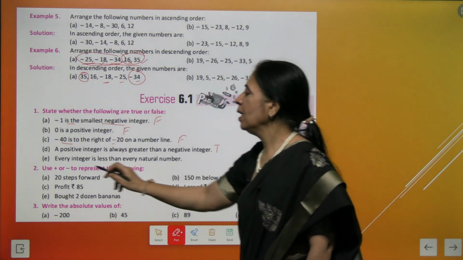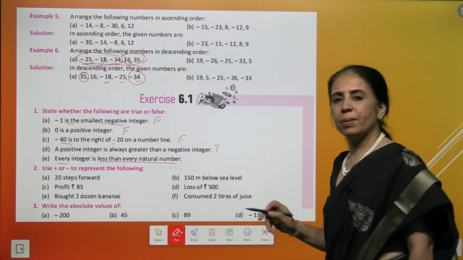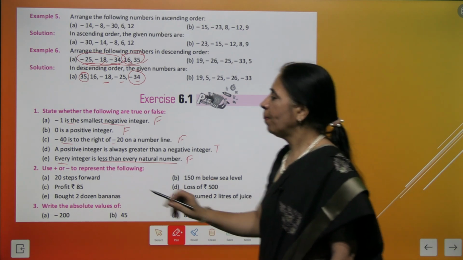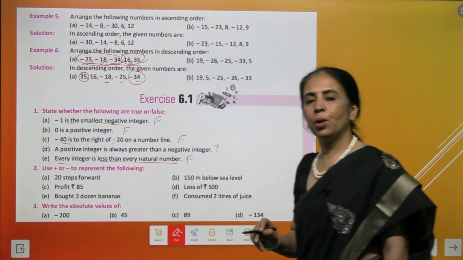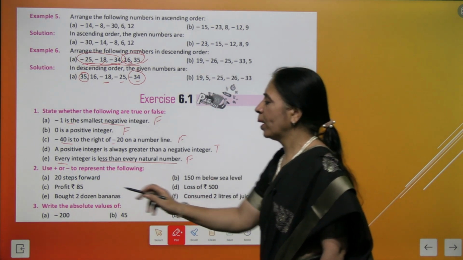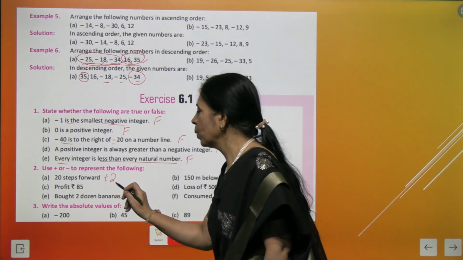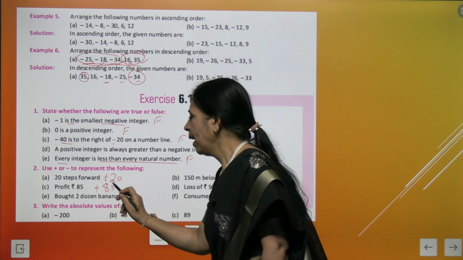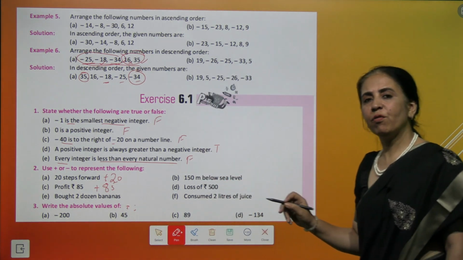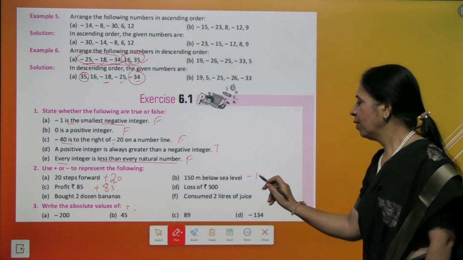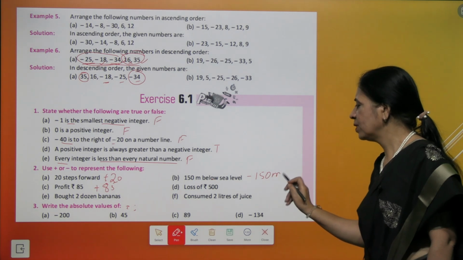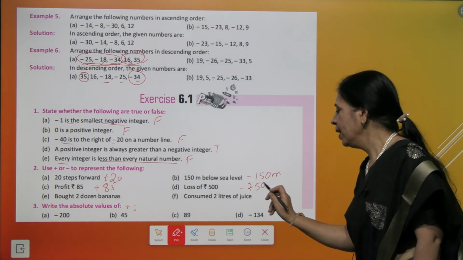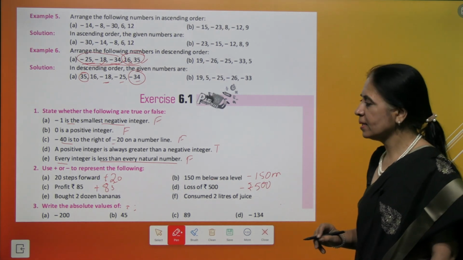That means every integer is smaller than a natural number, which is a false statement. Now we have to use plus or minus to represent these. So 20 steps forward is +20. Profit of 85 is +85. And here you have 150 below the sea level. We write down -150 meters, and loss of ₹500 is represented by a minus sign.